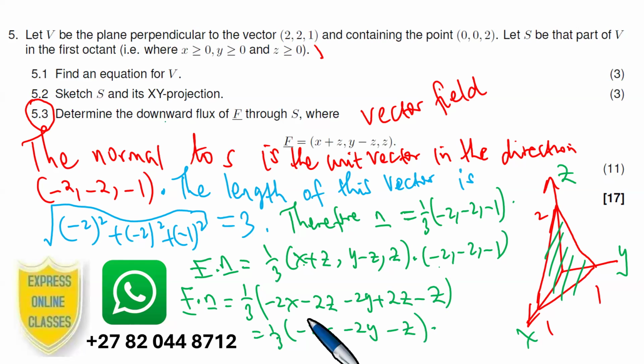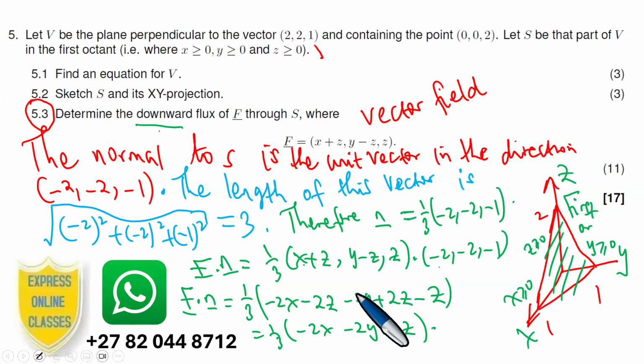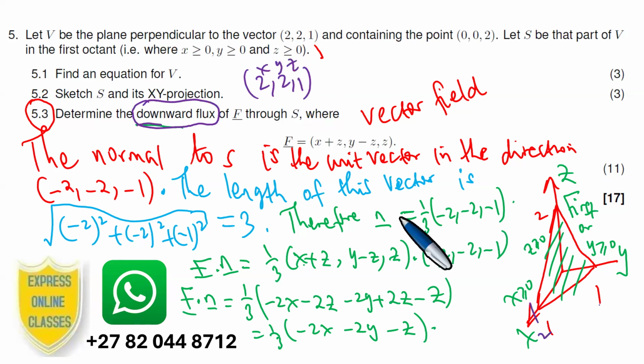Now for the downward flux, you need to note that this is the first octant, where first octant would mean x greater or equal to zero, y greater or equal to zero, also z greater or equal to zero. But you need to think about this and realize that if we're speaking about the word downward flux, you need a vector that's going to point down. So if you look at the vector 2 2 1, x, y, z, you have x is 2, y is 2, z is 1.